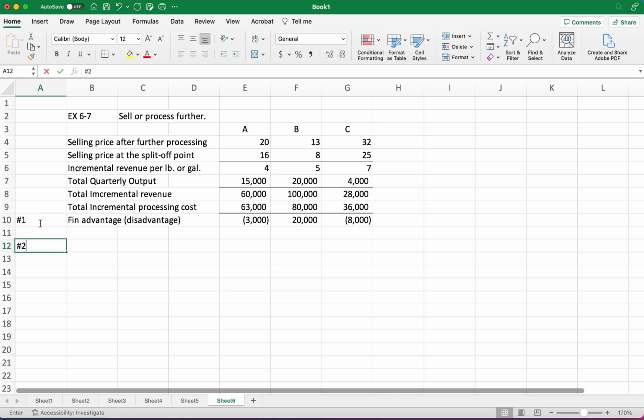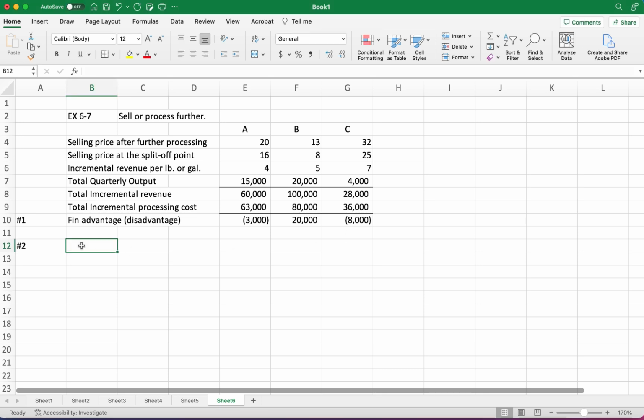Now, number 2 asks us, based on your analysis in requirement 1, which product or products should be sold at the split-off point, and which product or products should be processed further? Well, we can see here that if we would process further for product A, we would have a $3,000 loss. Look at product C. If we processed further, we would have an $8,000 financial disadvantage.